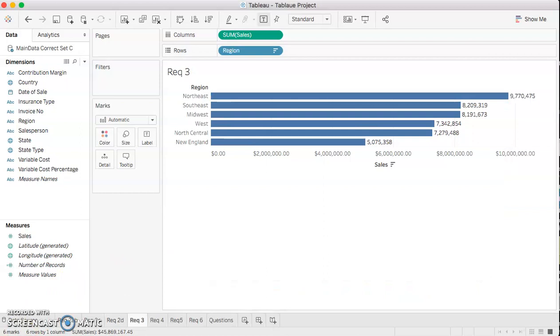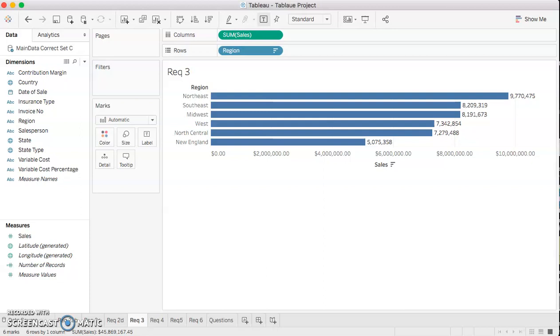So now with requirement 3, we're taking that information from requirement 1 state-wise, and we're breaking it down into regions. Each region has the states that are within it, and these are the numbers of sales per region. As you see, Northeast has the highest with 9,770,475, all the way down to New England having the least amount of sales with 5,075,358. I just wanted to add that the previous requirement regarding states was policies sold, but this one, as you see by the bottom, represents dollars, so those values for each of the regions are dollar-wise.